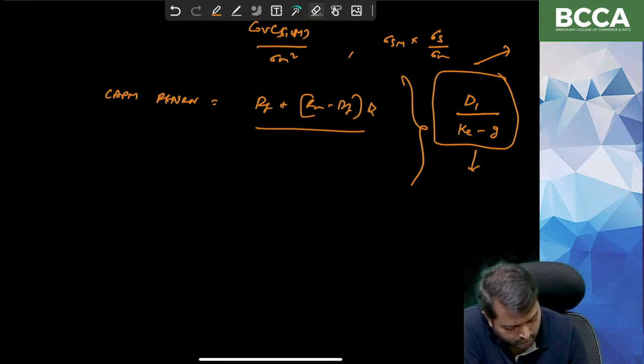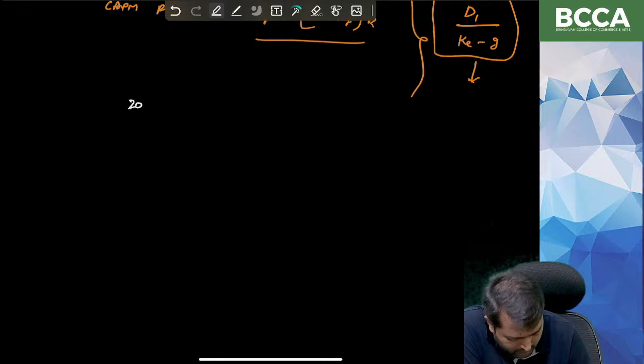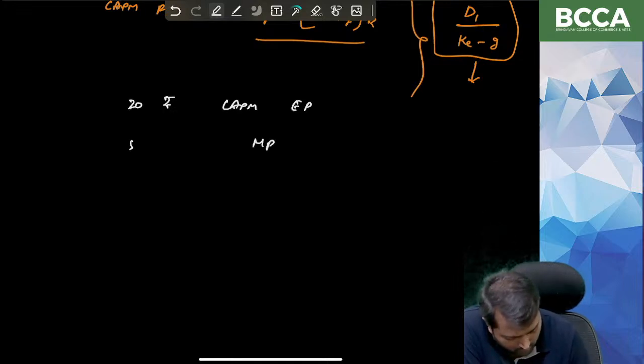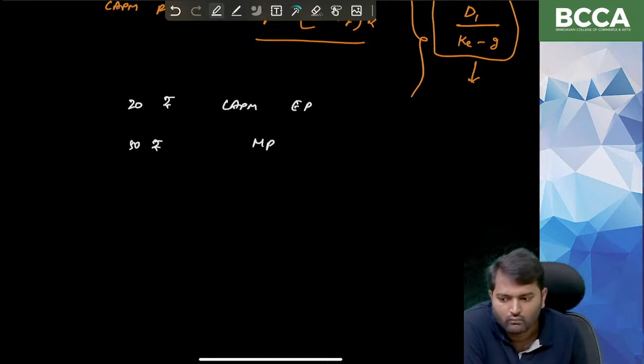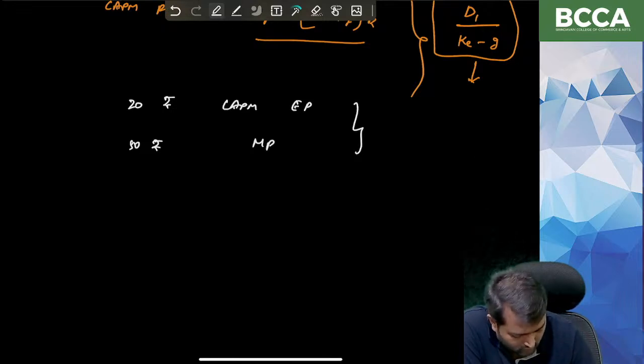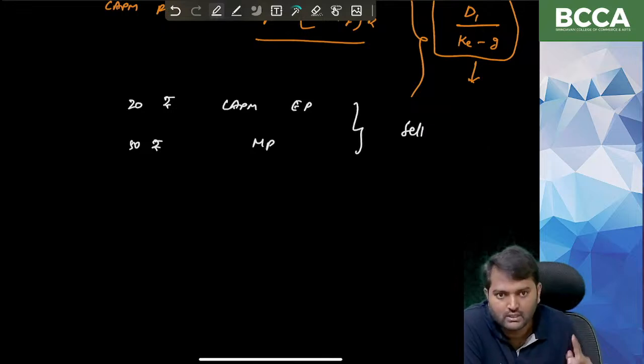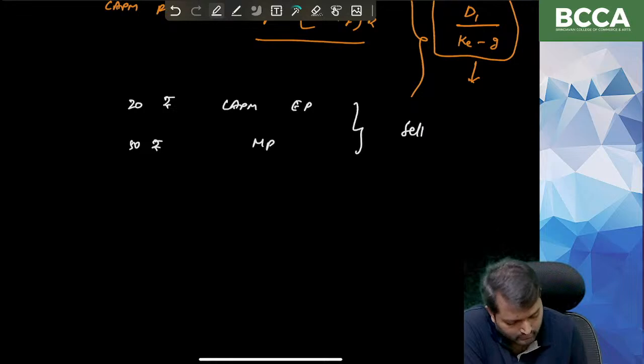Let me explain again. 20 is the 20 rupees CAPM equilibrium price. Okay. Market price 50 rupees. Okay. You are going to sell. Yes or no? Okay. Why? As per your theory, the price must be equal to 20. But in the market, the price is 50. So that's why you're going to sell.